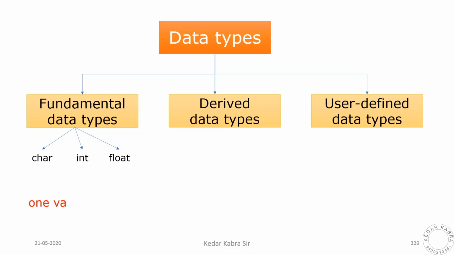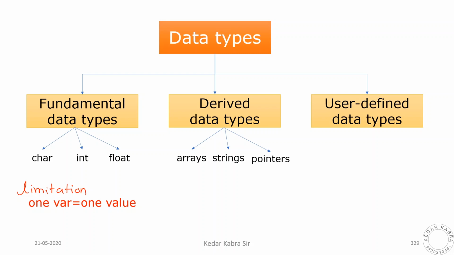Limitation of fundamental data type is that a variable of fundamental type can store only one value at a time. In real time, we need to handle huge amount of data. If we use many separate variables of fundamental type to handle such values, then program becomes very complicated. Solution to this is derived types like arrays, strings, and pointers.